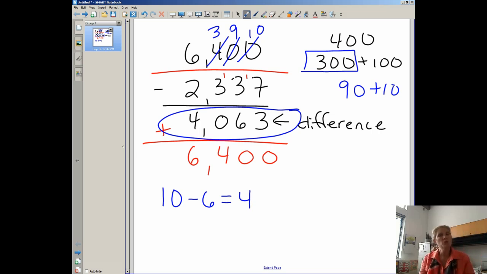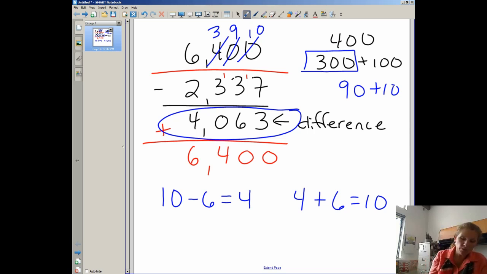If I ask you to rewrite that as an addition problem, you would rewrite it as 4 plus 6 equals 10. Because just like we did here, we can add to check. If you add your difference and your subtrahend, you always get your minuend. So you're just rewriting that.